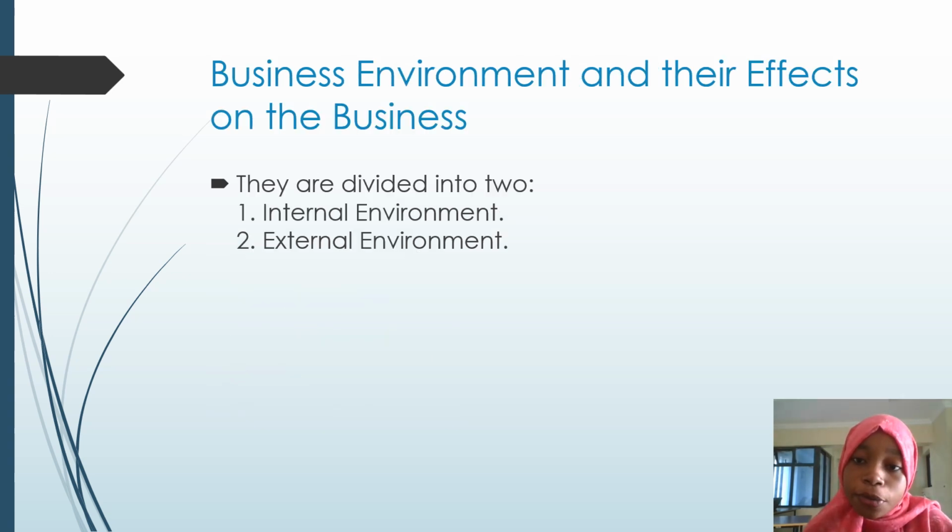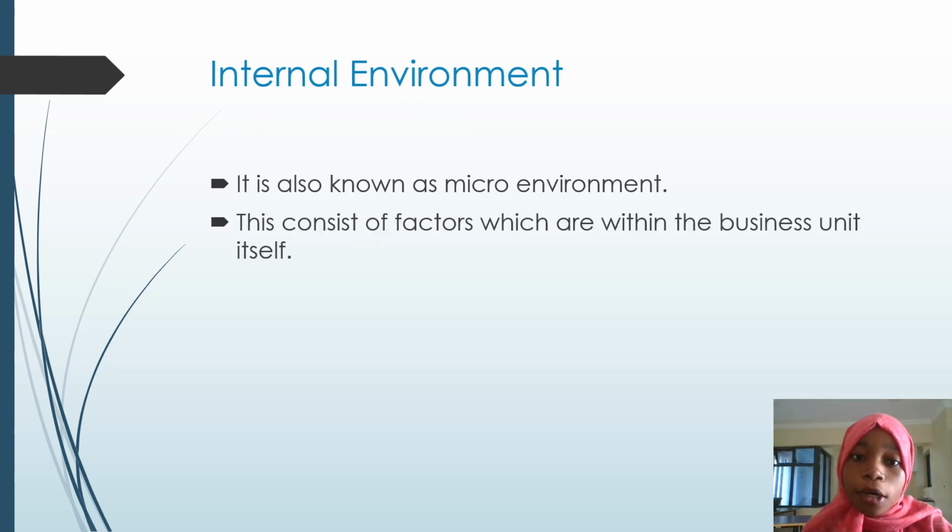Business and its environment and the effect on business. The effects of the business environment are divided into two. Number 1 is the internal environment, which is the micro factors affecting the business internally, and external, which is the macro, which are factors affecting the business outside the business. So, as I've said, the internal environment consists of factors which are within the business unit itself.